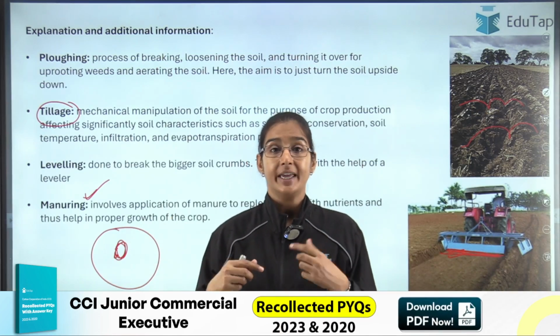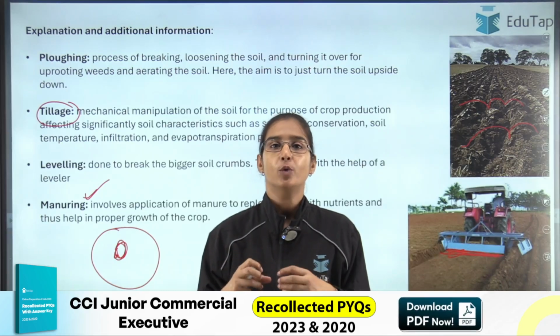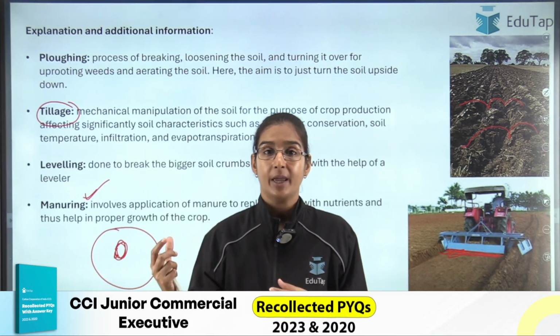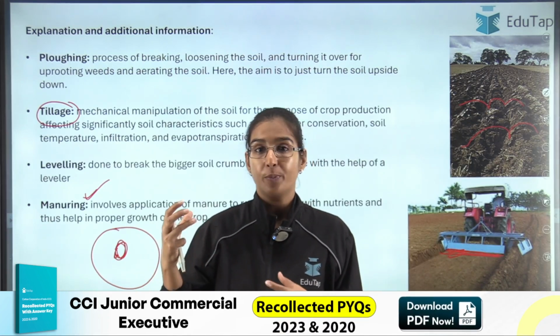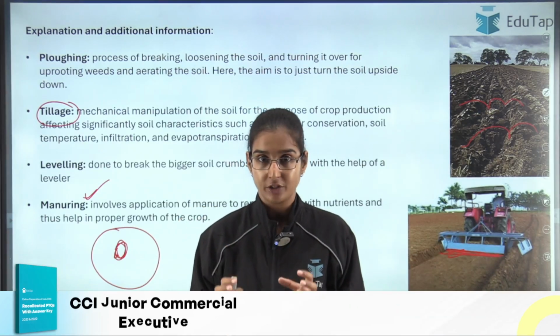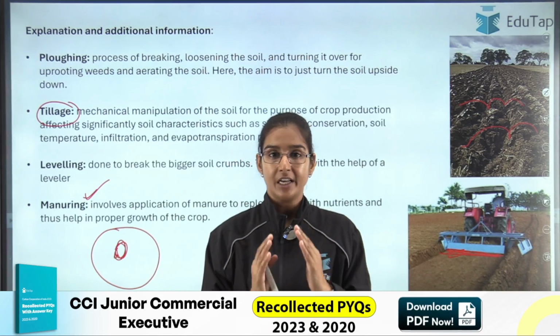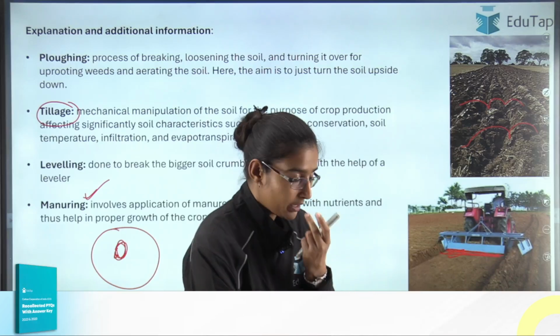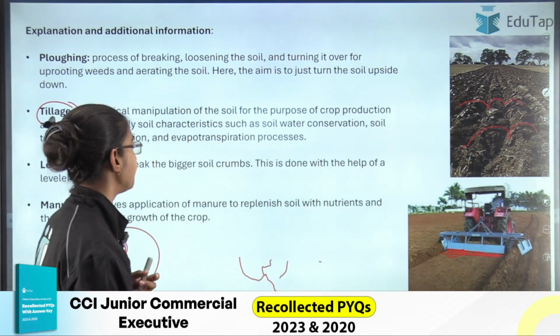And moreover, the aim is not limited only to aerating or to break the compaction. It has a bigger aim of soil conservation, to preserve soil moisture, and to maintain an optimum soil temperature, right? So that is why tillage and plowing are different from each other. I hope this is clear to you. Now let's move ahead to the next question.